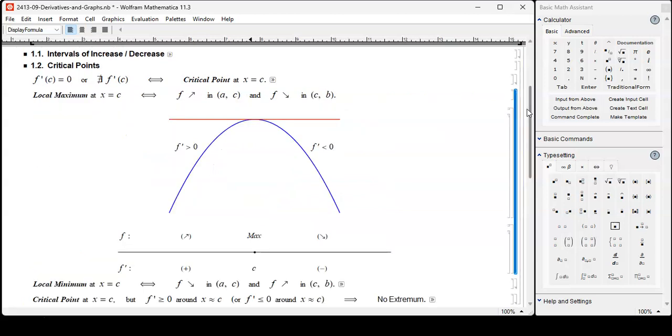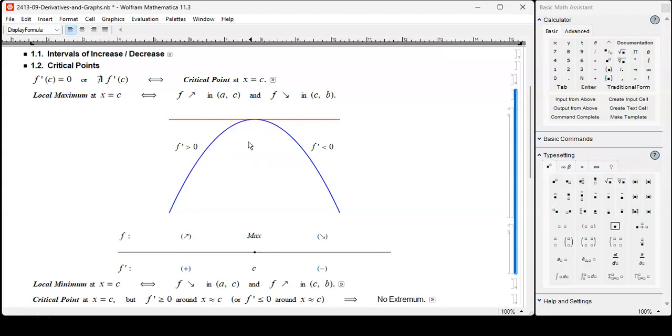Local maximum is this kind of situation. It is not the maximum, it is just a local maximum, because far away from this, who knows, the graph may come back up and it can go way up, and so on. So it's only a local maximum because this is the highest compared with only the nearby points.